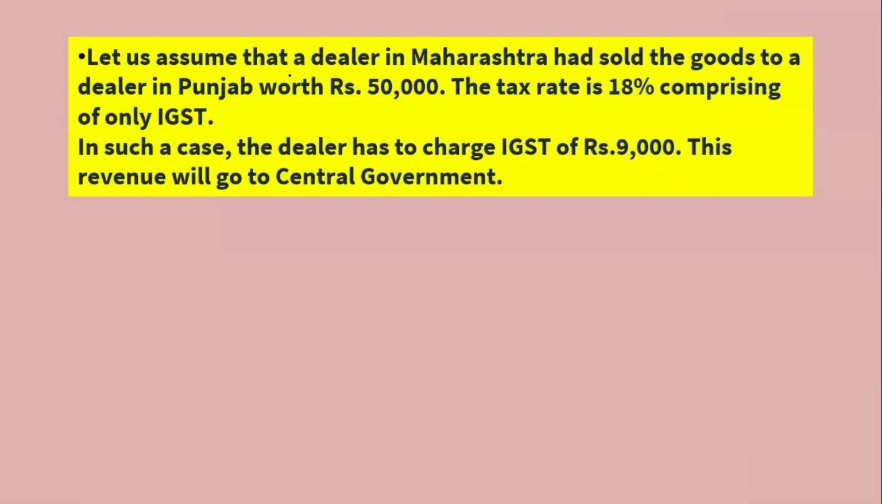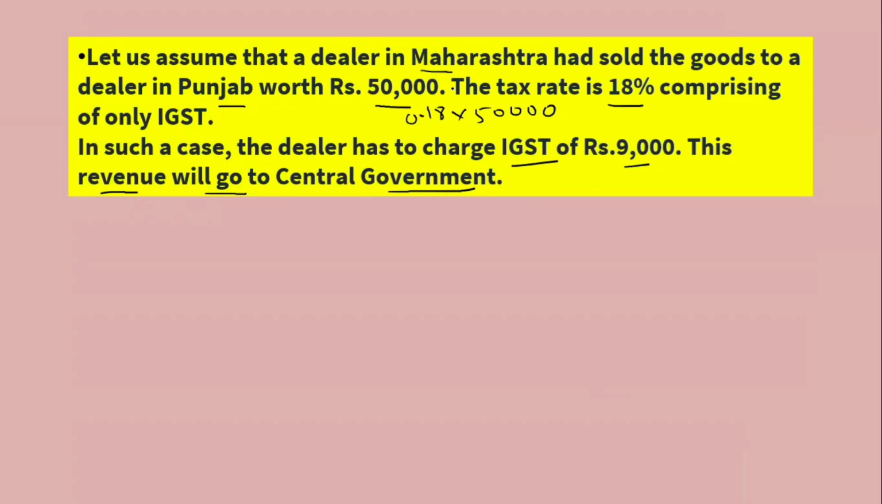So let's assume that a dealer in Maharashtra has sold goods to a dealer in Punjab, which are worth 50,000. The tax rate is 18%, comprising only IGST. In such a case, the dealer has to charge IGST of rupees 9,000, which is 18% of 50,000. This revenue or this money goes to the central government. Okay, this is about the IGST.